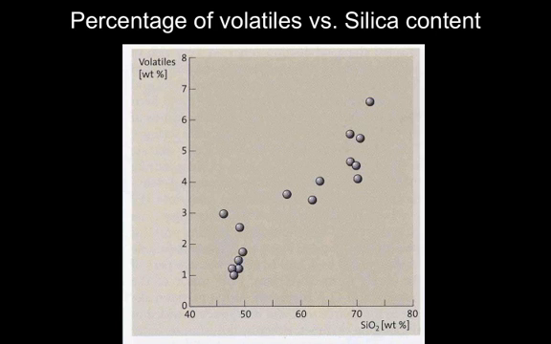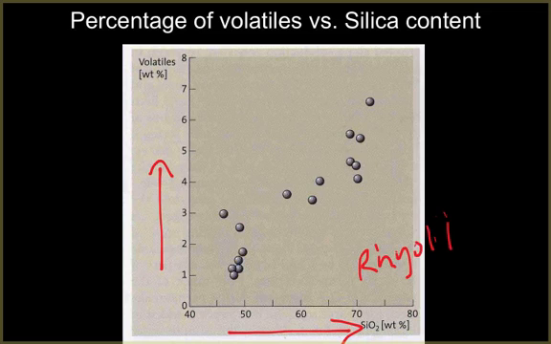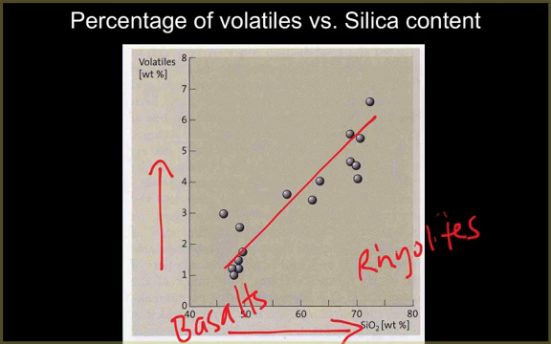This plot shows the percentage of volatiles on the y-axis versus the silica content. And so we have rhyolites on this side of the plot and basalts on this side of the plot. And what you see is that there is an increase in the percentage of volatiles that you expect to see that corresponds to an increase in the silica content.